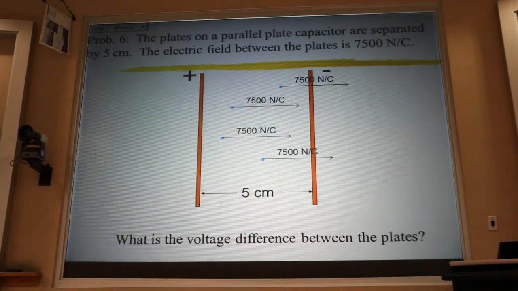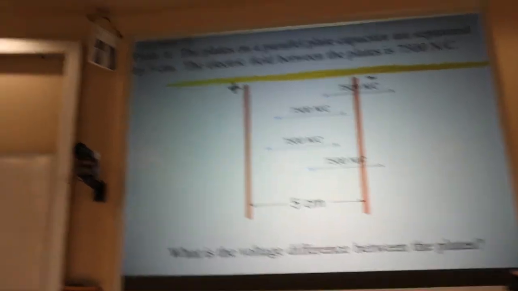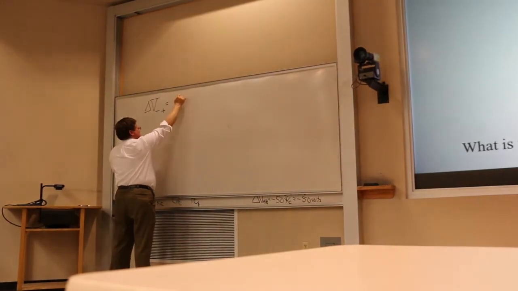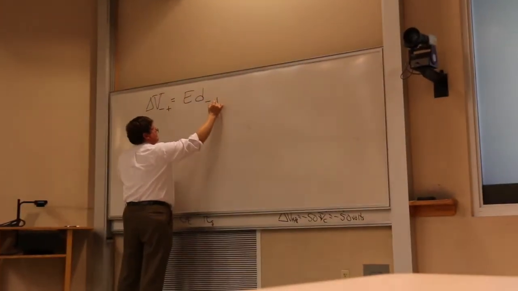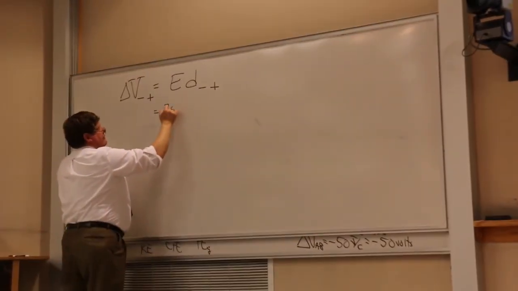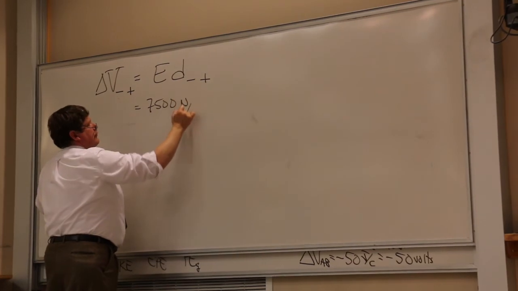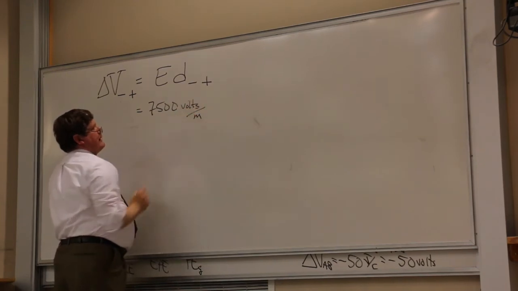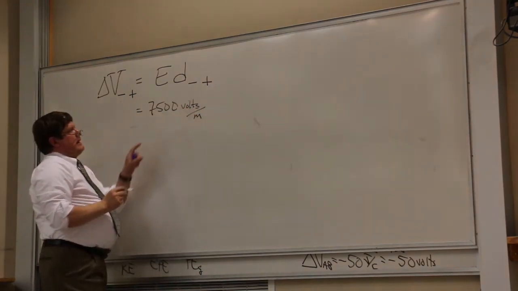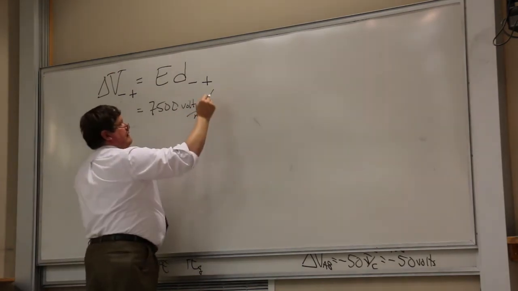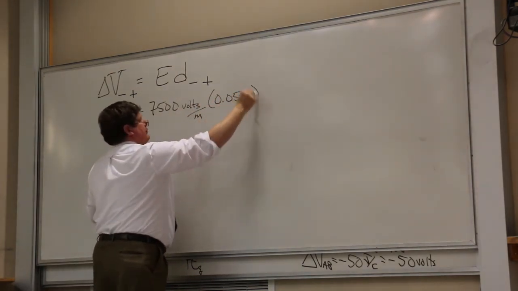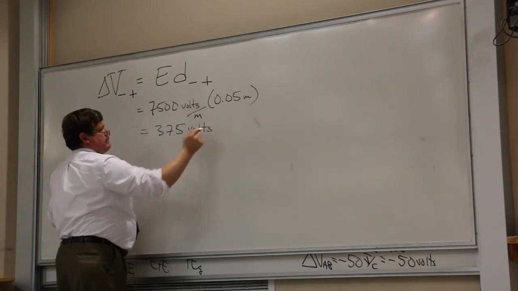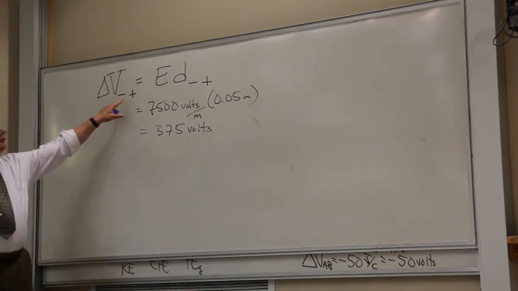We do that with the Edt equation. The voltage difference from the negative plate to the positive plate will be the electric field between the plates times the distance from the negative plate to the positive plate. That's going to be 7,500. I could write that as newtons for each coulomb, but I could also write that as volts per meter. And that's going to be the most useful way to write it. I multiply by the distance in meters. 5 centimeters is 0.05 meters, and that gives me 375 volts.